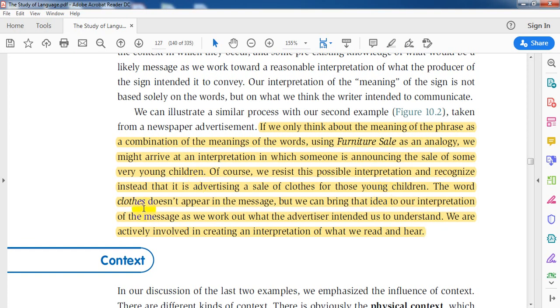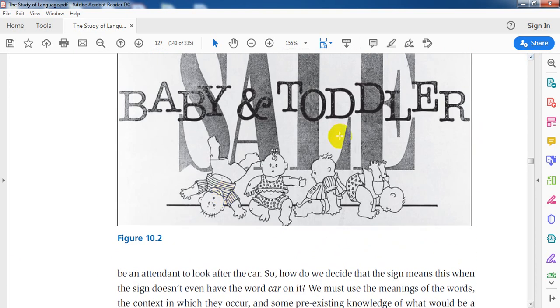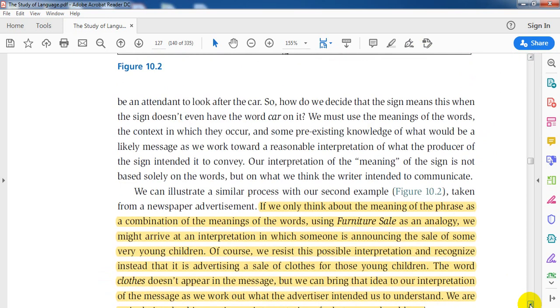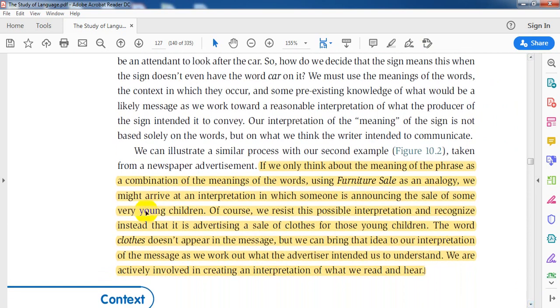Now, the word clothes doesn't appear in the message. If we go back again to the figure, we don't have here the word clothes. We have sale, we have baby and toddler, right? But the intended message is very clear to be seen as clothes. It doesn't appear in the message, but we can infer, we can expect, we can interpret or understand the idea in our interpretation of the message as we work out what the advertiser intended us to understand.